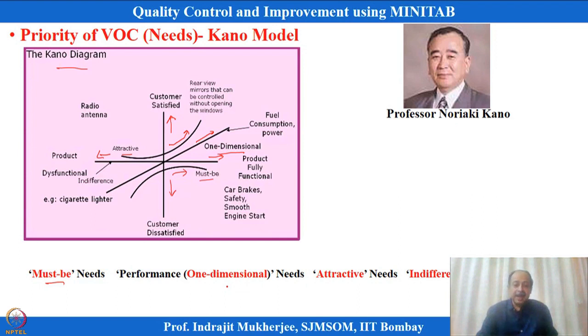Okay. So there can be one-dimensional needs, that means the more you provide, the more I am satisfied. This is also known as performance needs. So what we can think of: fuel consumption, if it is less, we are more satisfied. Cost, if it is less, we are more satisfied. Ensuring quality of course. Power consumption, if it is less, we are more satisfied. So this is a one-dimensional need or linear need that we can see, the more we provide, the more I am satisfied.